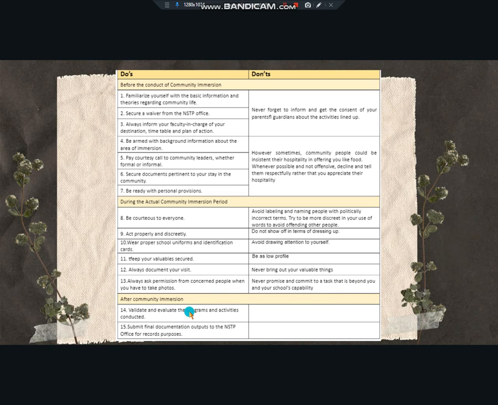After the community immersion, validate and evaluate the program and activities conducted. And lastly, submit final documentation outputs to the NSTP office for records purposes. Ito yung mga dapat nating tandaan. Di ko na binasa lahat kasi napaka-understandable naman siya. Dito, kailangan ng mga waiver, dapat di kalimutan. During sa actual naman, dapat matuto tayong makisama. And next, gawa tayo ng documentations sa mga ginagawa natin during the program of the NSTP training that you've got.